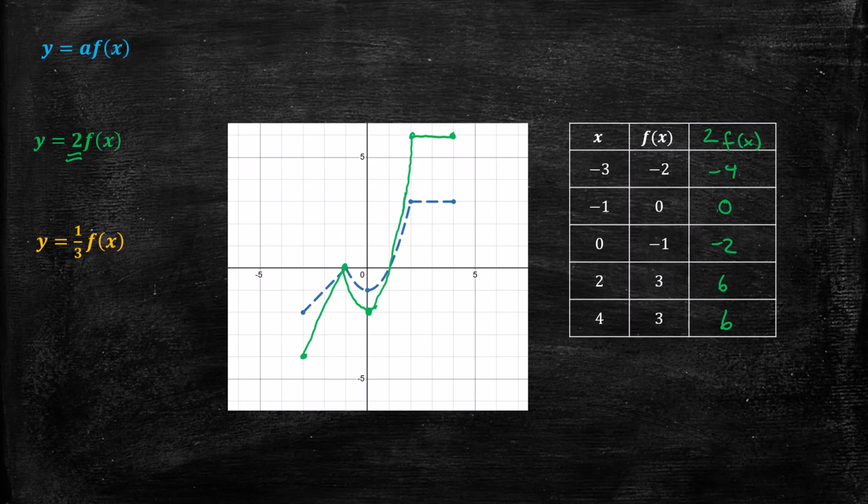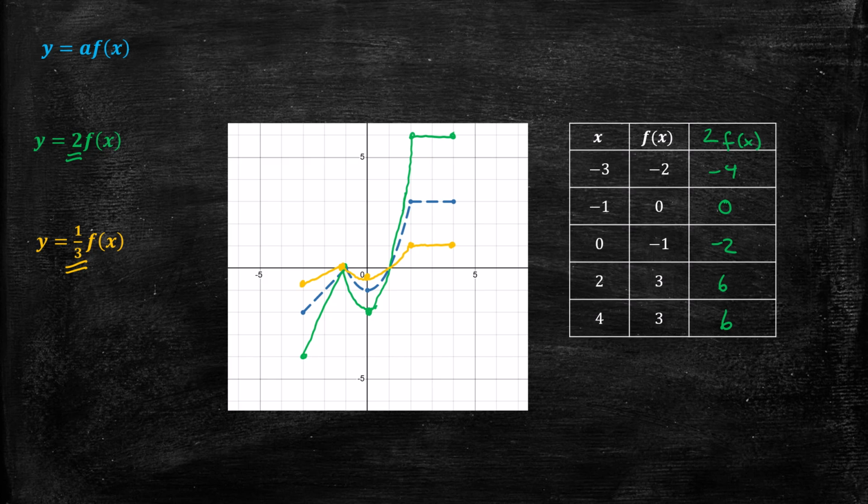Now, what would we get using the same logic? For 1/3 of f of x, we're going to take all the y values and multiply by 1/3. So -2 will go to -2/3, 0 is the same, 0, -1/3, and then these points, instead of having y coordinates of 3, will both have y coordinates of 1. And again, we have what we call a vertical compression. We call it compression because it shrunk vertically, right? So each y coordinate is 1/3 of what it was before.